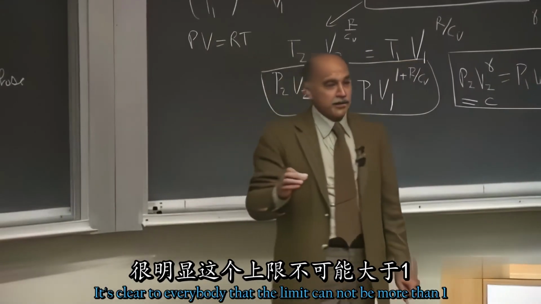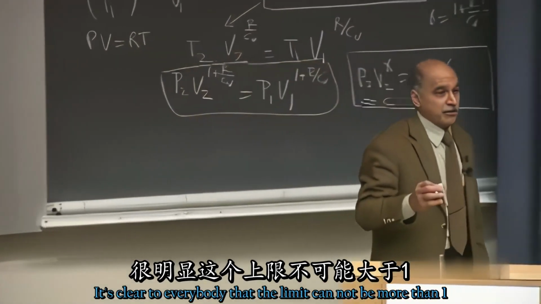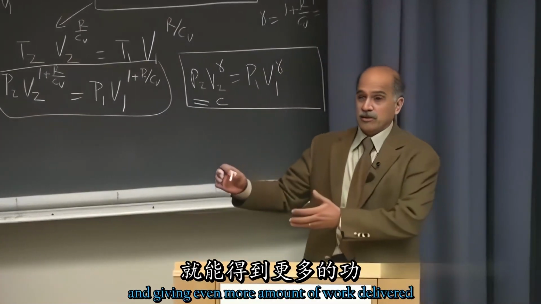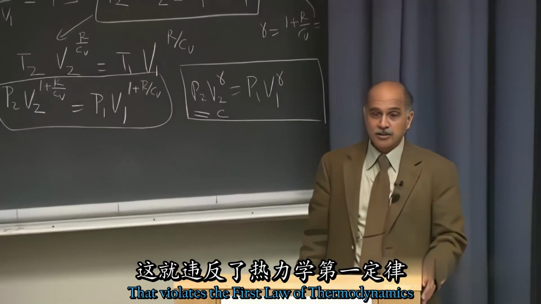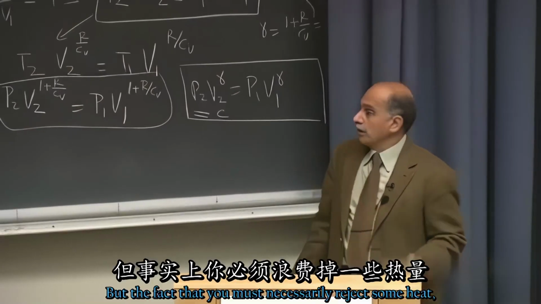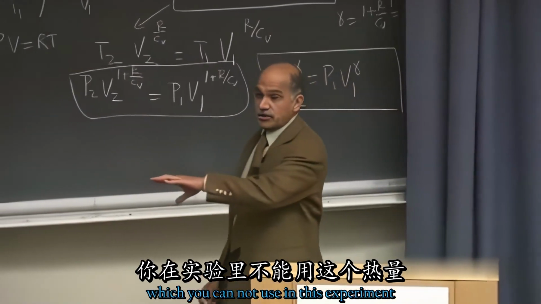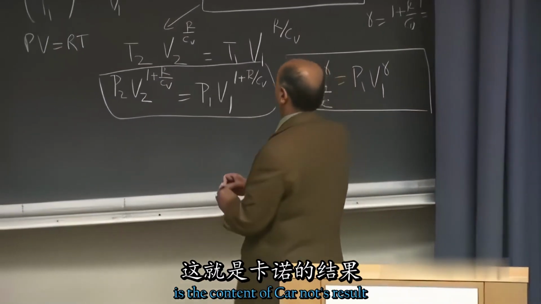It's clear to everybody that the limit cannot be more than 1. If it's more than 1, you're taking some amount of heat and giving even more amount of work delivered. That violates the first law of thermodynamics, conservation of energy. But the fact that you must necessarily reject some heat, which you cannot use in this experiment, is the content of Carnot's result.